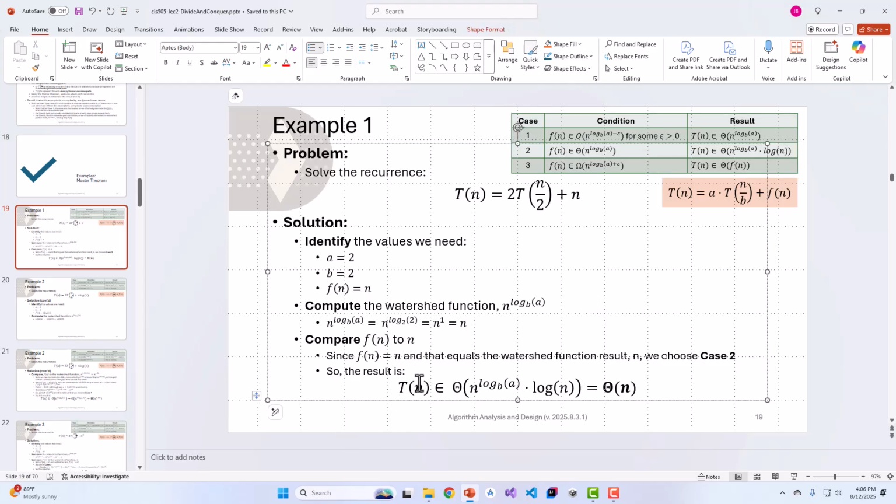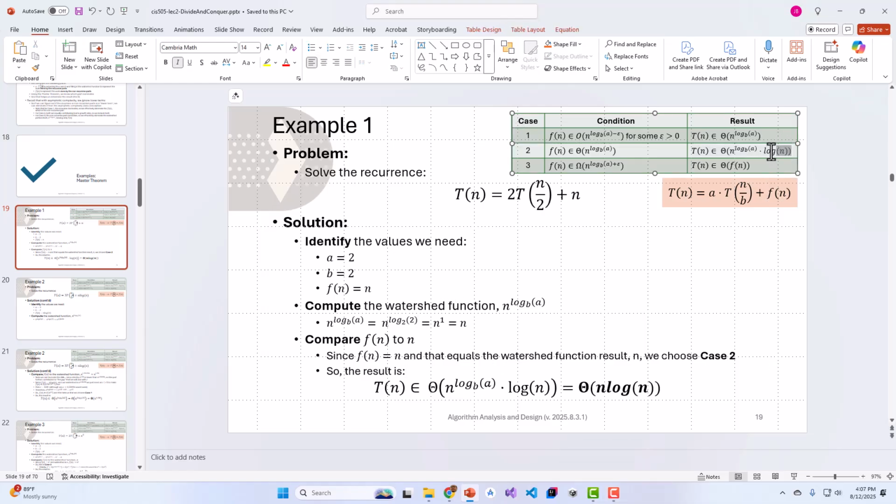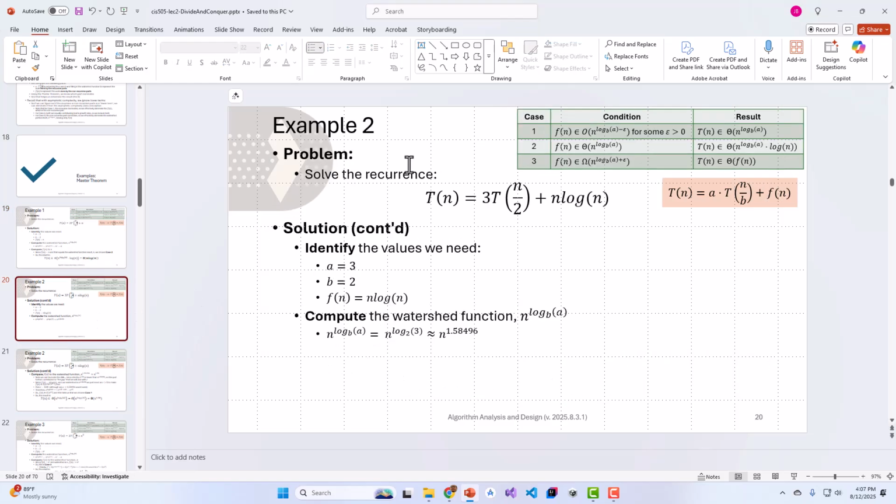So the result is that t of n is this case right here, n to the log base 2 of a times log of n. Oh, this is actually wrong. This should be n log n. There we go. The watershed function itself is just n to the power 1, which is n. So that's where that n comes from. And because it's case 2, you always multiply it by log n, which is why we are putting the log n on the n here. So it's n log n. That's the answer.